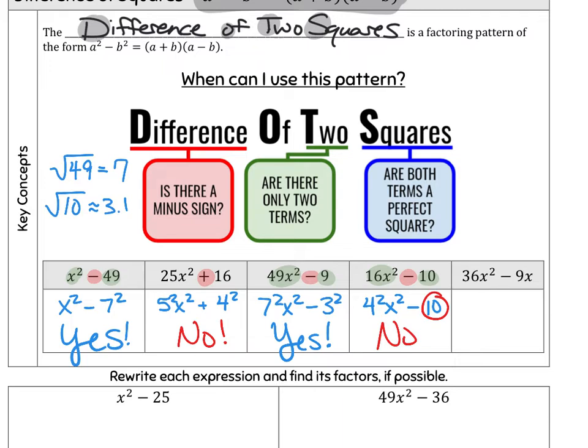All right, let's do the last one. Am I subtracting? Yes. Are there two things? Yes.